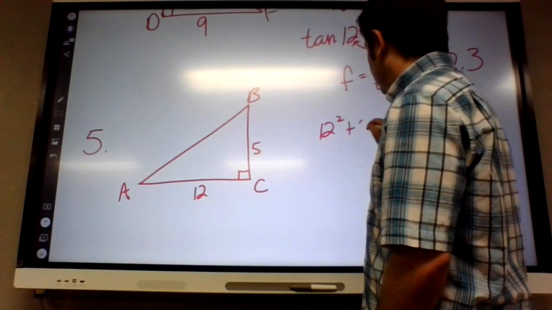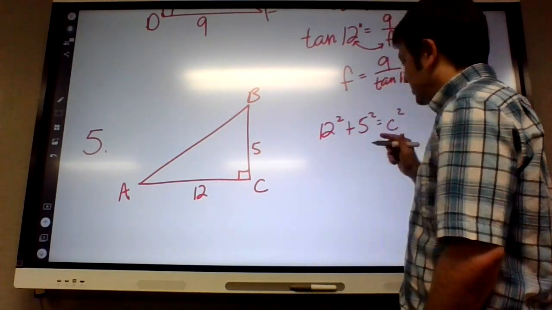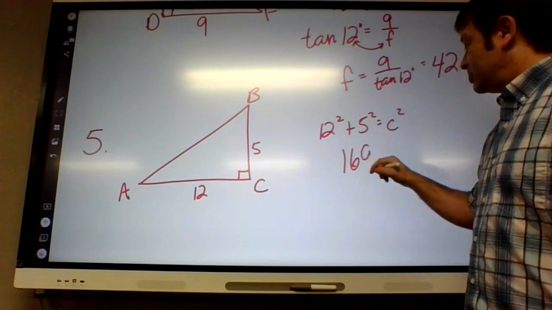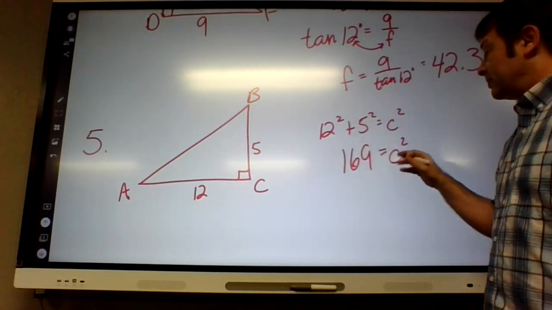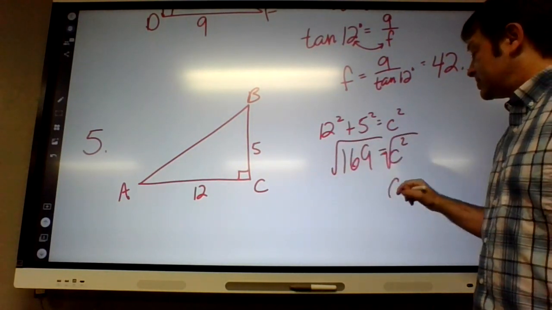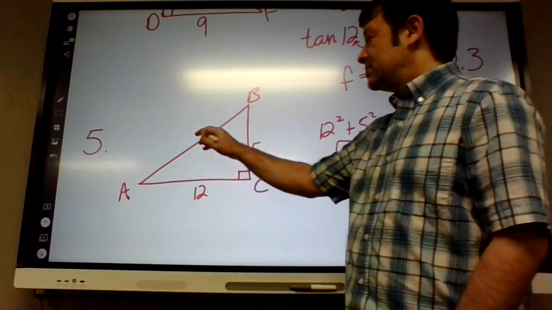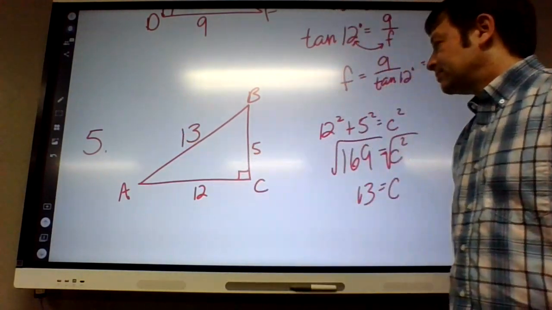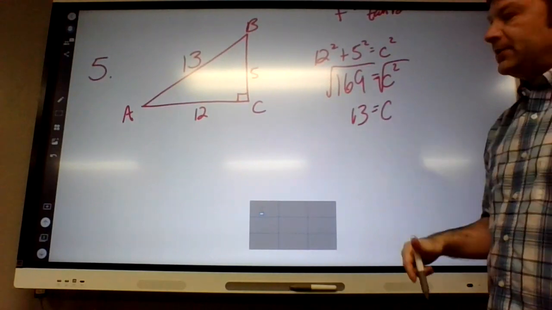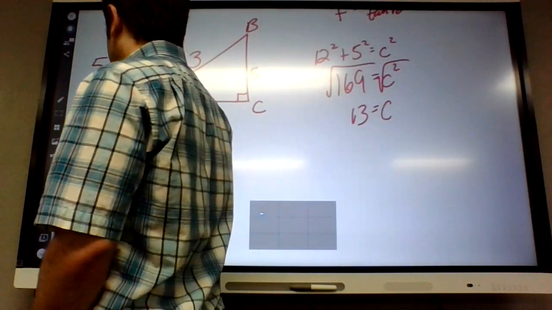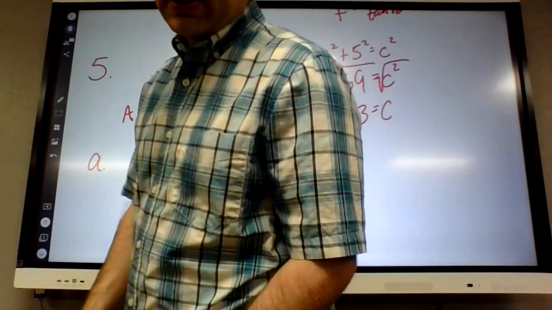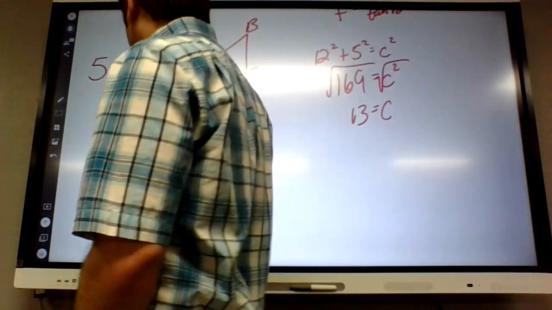13. Yeah, you guys remember that triangle? This comes out as 169 when you simplify all that. You square root that, you get C is 13. Okay, now A says find sine of A.